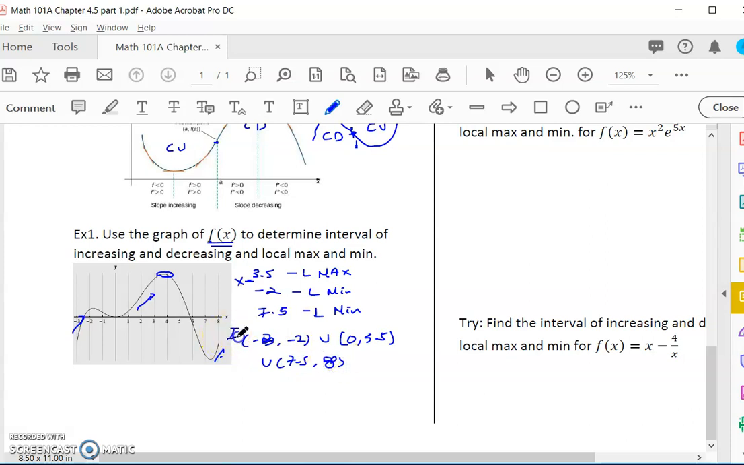So this is increasing. What about decreasing? Decreasing is when it is sloping down, right? So these two are decreasing. So it would be negative 2 to negative 1. Union from here, this was negative 2, I think, all the way down to 7.5. So these are the intervals of increasing and decreasing. You use interval notation to write them.